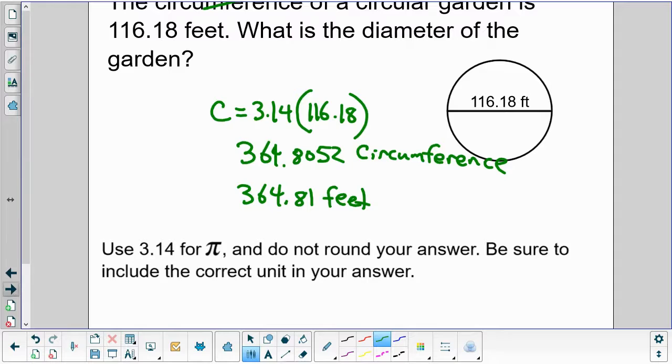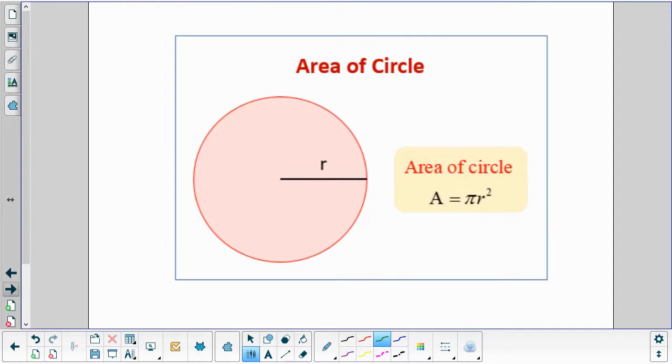Okay, next. So we're starting to find the area of a circle now. The area of a circle is pi times the radius squared. And again, for pi, we use 3.14. The radius is the distance across from the middle of a circle to the outside edge. If you have a radius, you can double that to get the diameter. Or if you have a diameter and you want the radius, you just divide the diameter by 2 and you get the radius. So it's pretty straightforward.